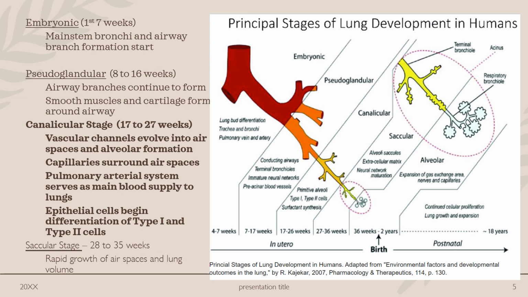At this stage, we have the channels starting to evolve into air spaces and alveolar formation. And not only that, getting the capillaries to surround the air spaces, which becomes really important in gas exchange. We also have a differentiation of type 1 and type 2 cells in the lung. We're going to talk a little bit about type 1 and type 2 cells and how they're different and why they're important.